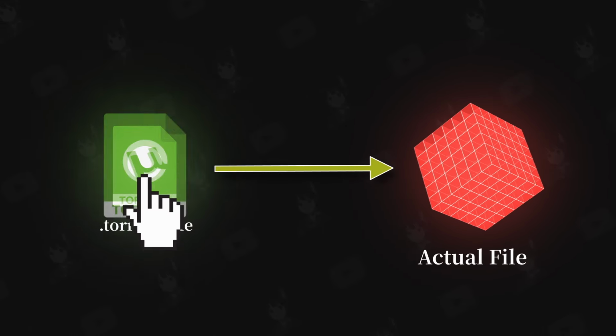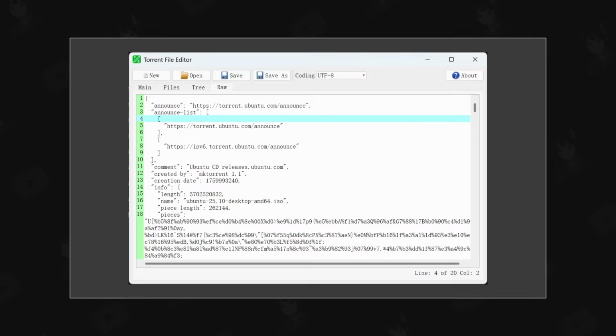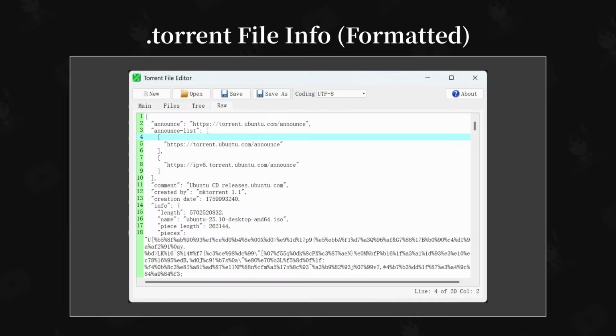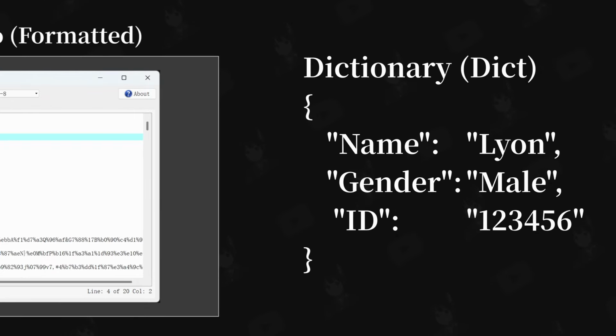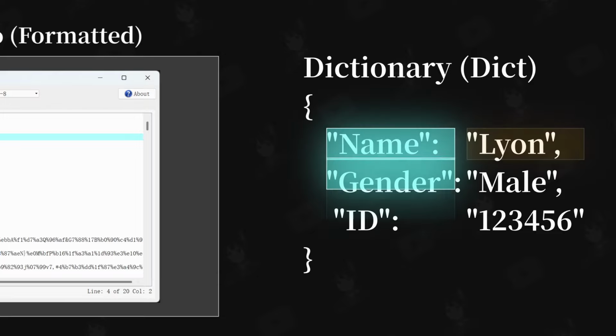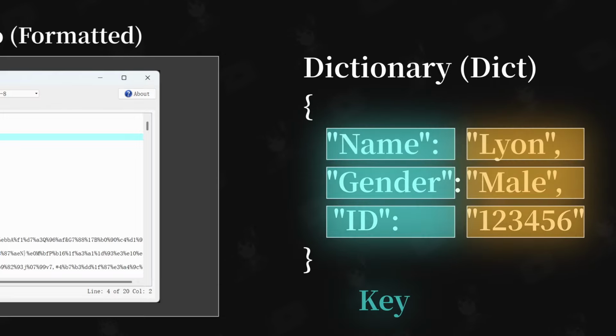Alright, let's dive deeper into this file. This is the formatted info of the torrent file. Essentially, a torrent file is a dictionary. That's a computer science term referring to a key-value pair structure. Just like a real dictionary, the word is a key and the definition is a value.